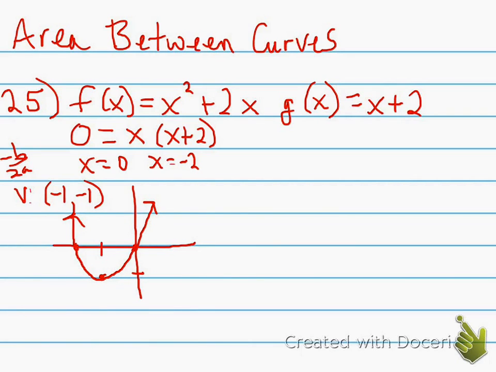Then I know that g of x is a line. It goes through at 2, has a slope of 1. So I went down 1 over 1, down 1 over 1. And I know it goes like this. And if I extend this parabola, I know this line and this parabola intersect each other. And I'm going to find those intersections by setting these two functions equal to each other.